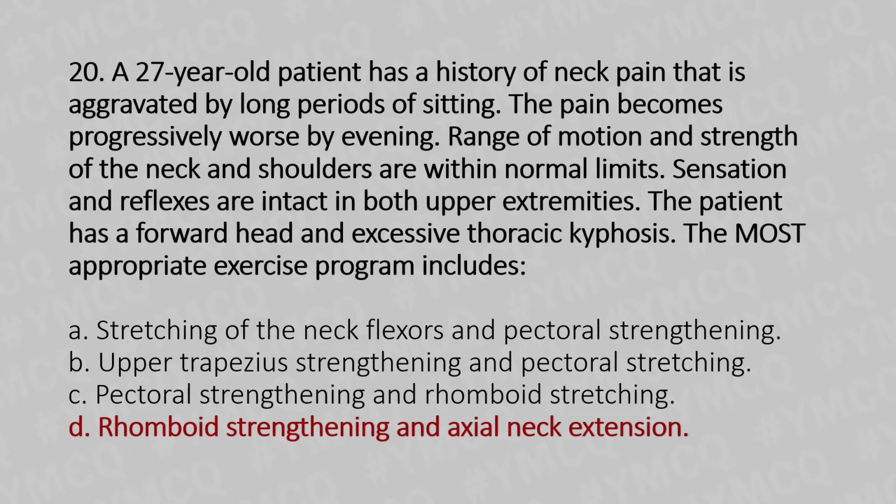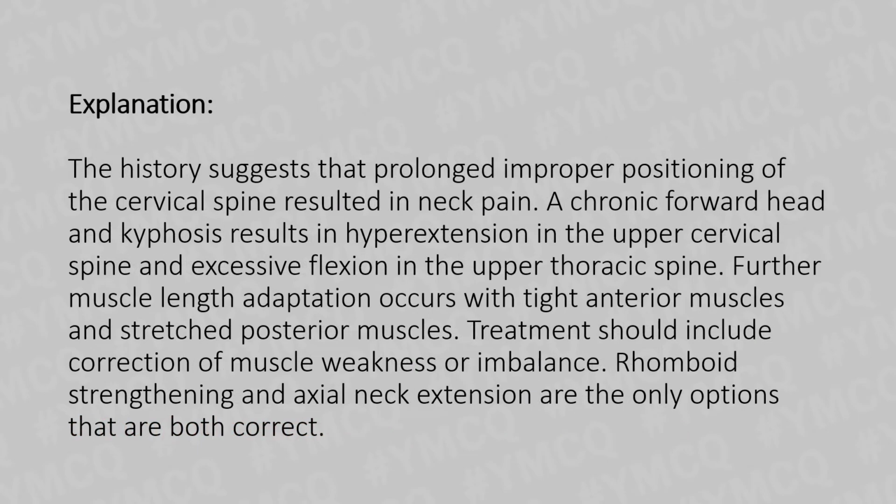Explanation to this question is history suggests that the prolonged improper positioning of the cervical spine resulted in neck pain. A chronic forward head and kyphosis result in hyperextension in the upper cervical spine and excessive flexion in the upper thoracic spine. Further muscle length alteration occurs in the tight anterior muscles and stretched posterior muscles. Treatment should include correction of the muscle weakness or imbalance. Rhomboid strengthening and axial neck extension are the only options that are both correct.